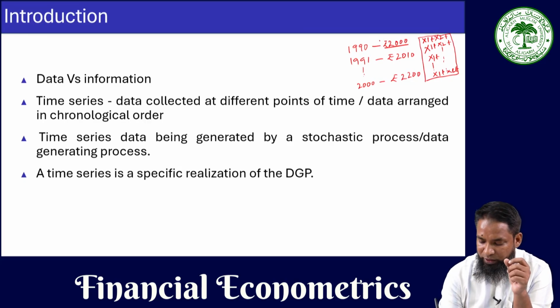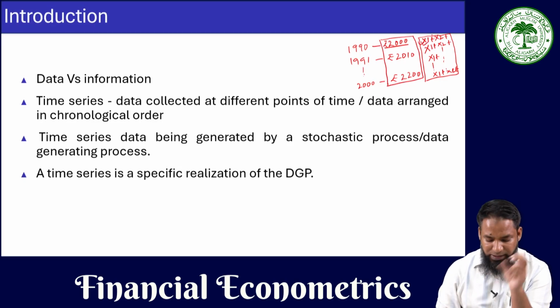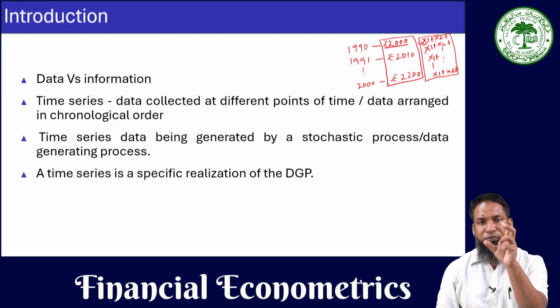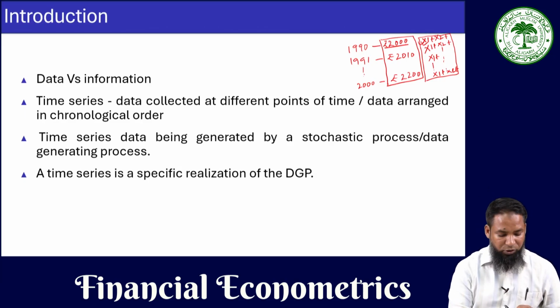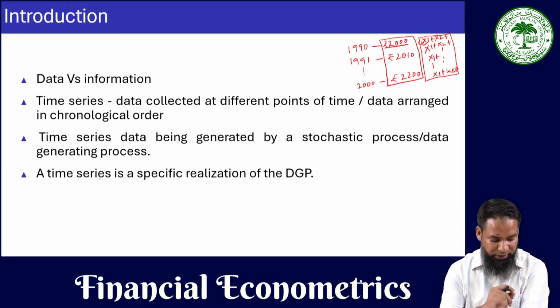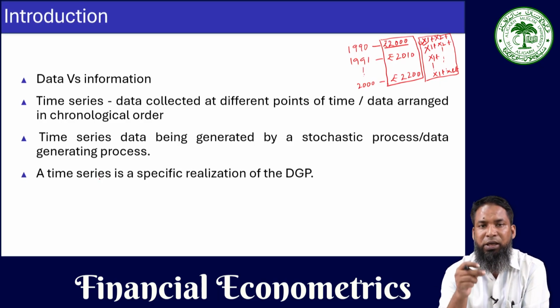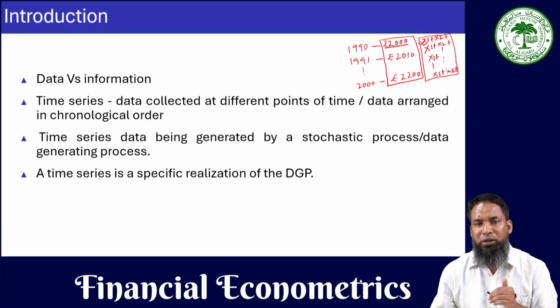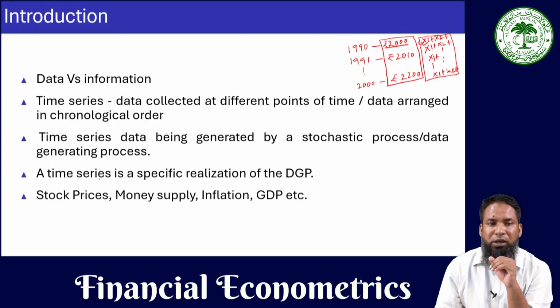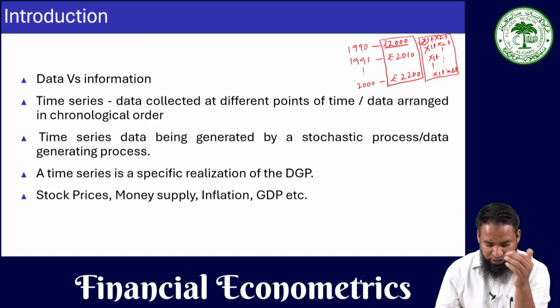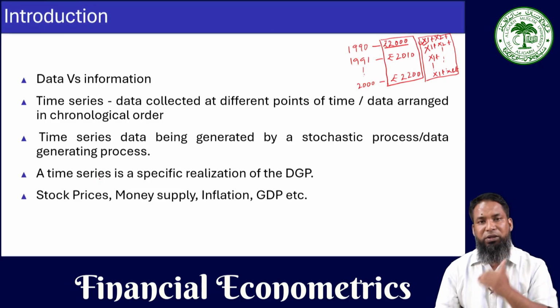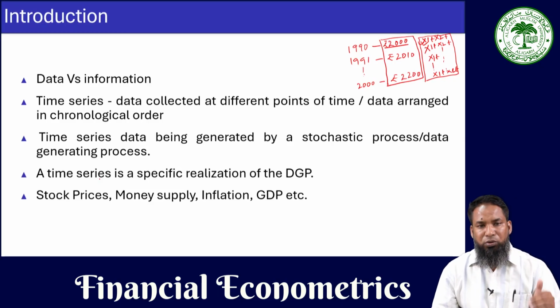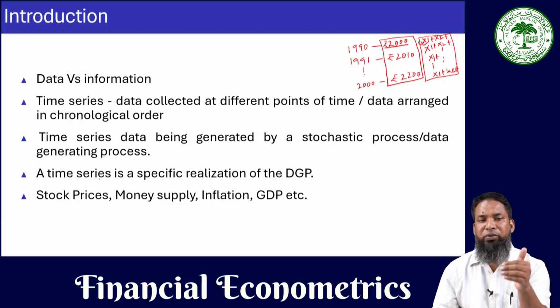However, what we have is a single series out of these infinite possibilities. That single series, that one specific realization that we have, is what we call the time series. In that sense, we can say that a time series is a specific realization of the data generating process which we observe, which we record, and which we arrange in a particular order. That is the time series data. For example, stock prices, money supply, inflation, GDP, sales over the years for a particular company. All those are examples of time series data.